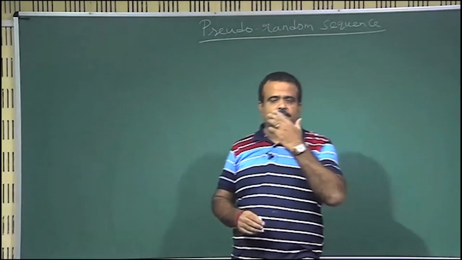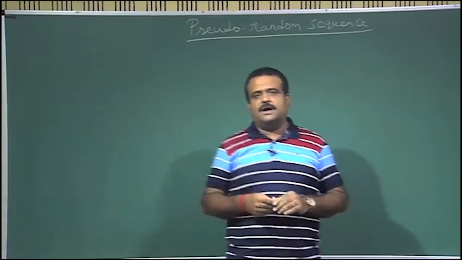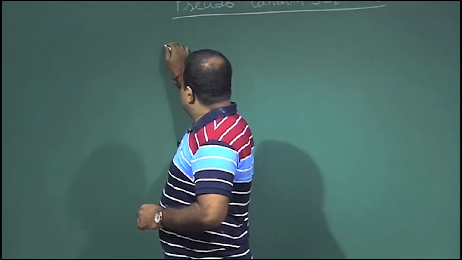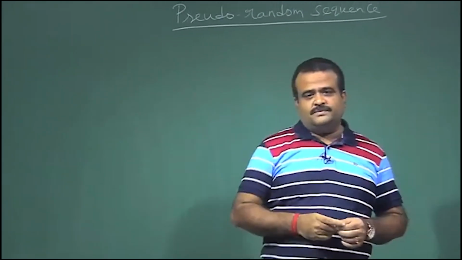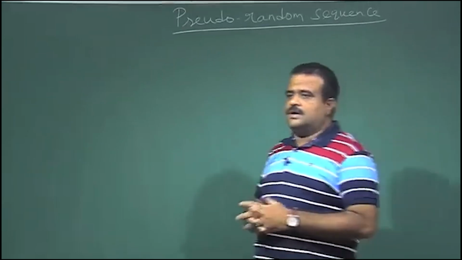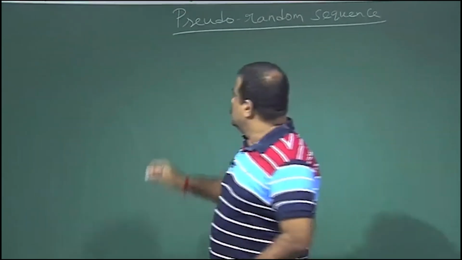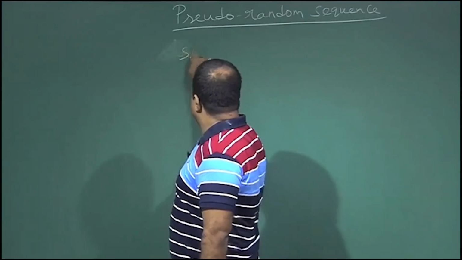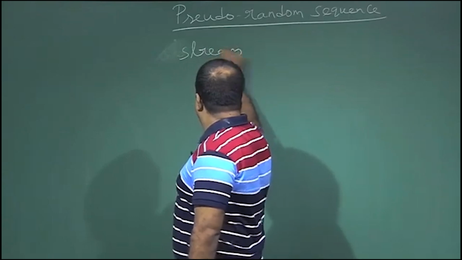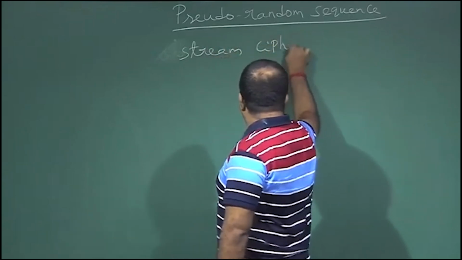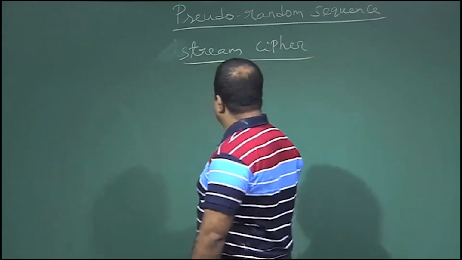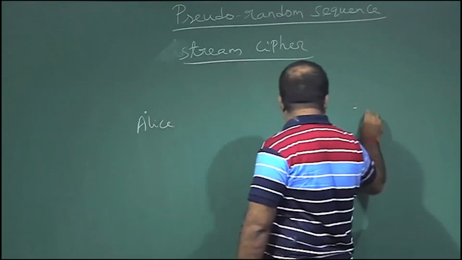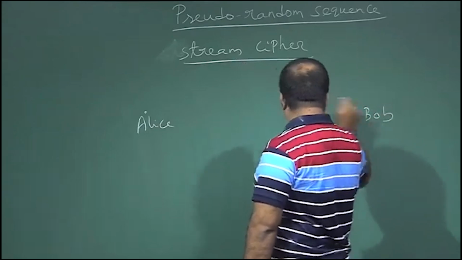Okay, so we will talk about pseudorandom sequence. This is a neat field in the stream cipher, which is a symmetric key primitive. So let us just recall the stream cipher. In a stream cipher, we have symmetric key encryption. Alice and Bob agree on a common key k.